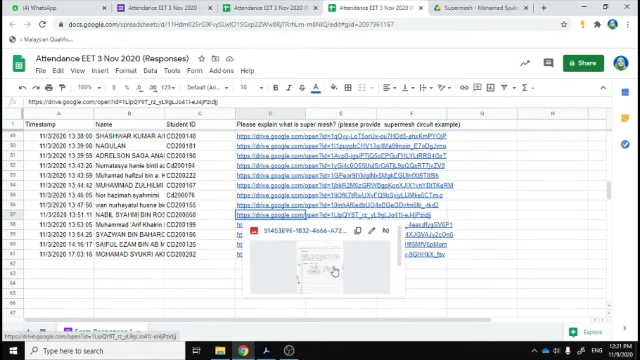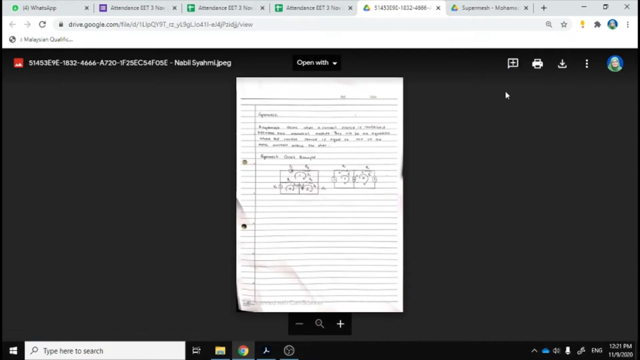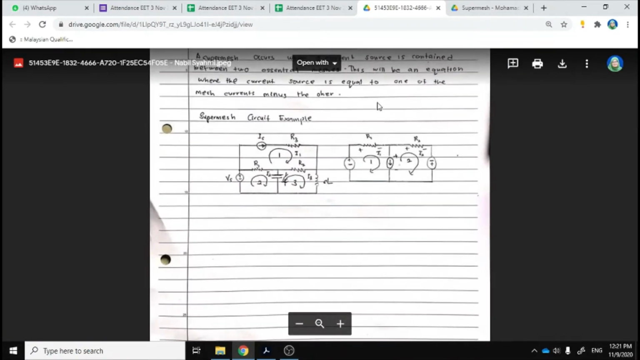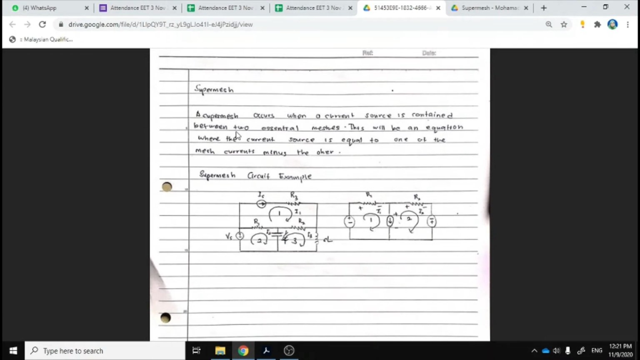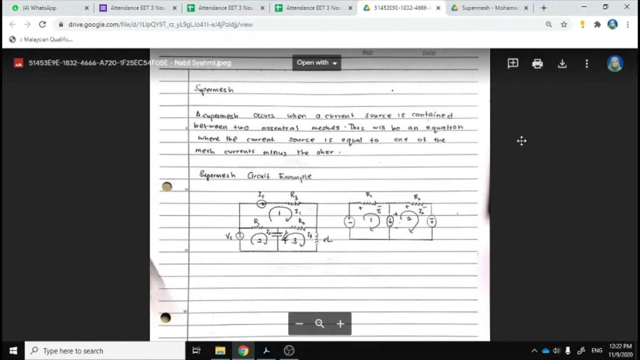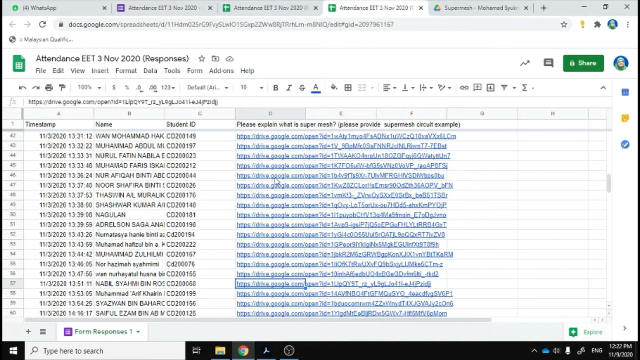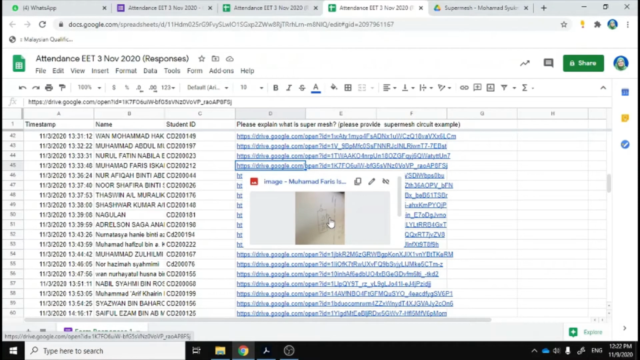Nabi Shahmi. Okay, we see the supermesh. A supermesh occurs when a current source is contained between two essential meshes. So it will be an equation where the current source is equal to one of the mesh currents minus the other. This is another example of a supermesh, from Muhammad Faris.